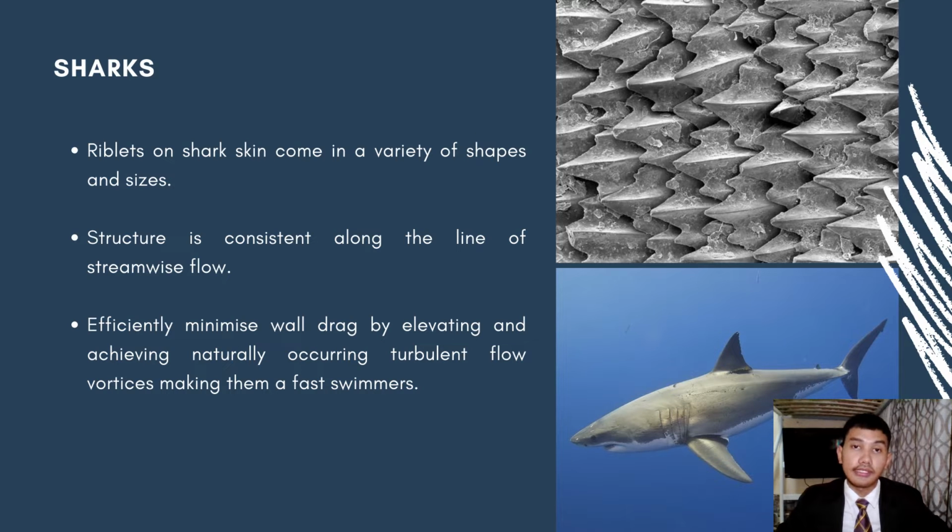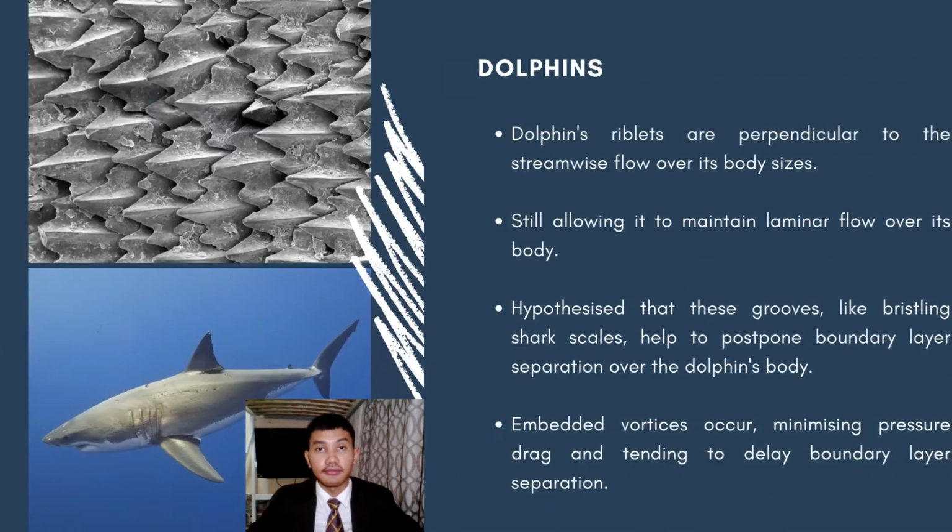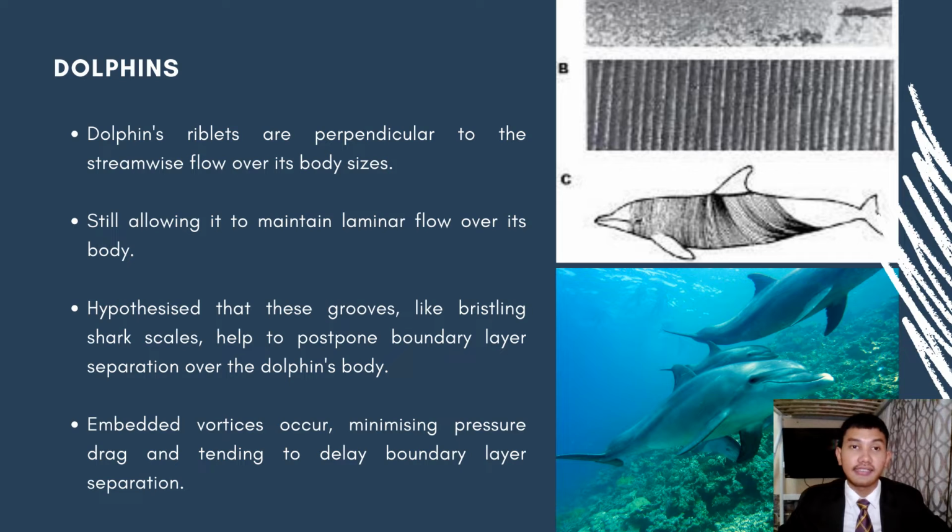However, not all fast swimmers are like the shark, where the riblets are parallel to the flow over its body. In another case, dolphins' riblets are perpendicular to the streamwise flow over its body, but still allow it to maintain laminar flow over the body. You can see an example of the structure of the dolphin skin on the top right of the slide. It is hypothesized that these grooves, like bristling shark scales, help to postpone boundary layer separation over the dolphin's body. Within the grooves, embedded vortices occur, minimizing pressure drag and tending to delay boundary layer separation.